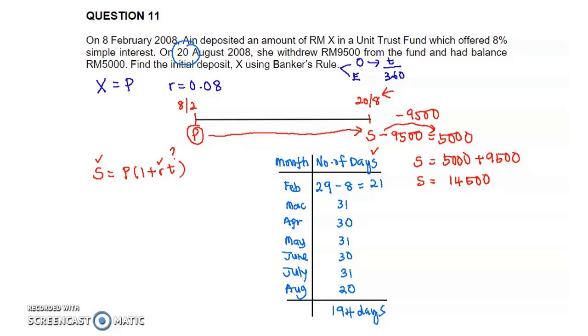Now substitute to formula S equal to P(1 plus RT). So S is 14,500. We want to find P, 1 plus R, 8%, 0.08 times T. So 194 days, Banker's rule, divided by 360.